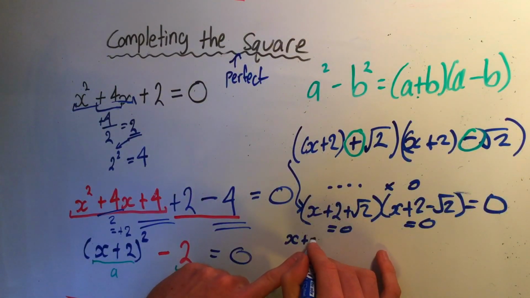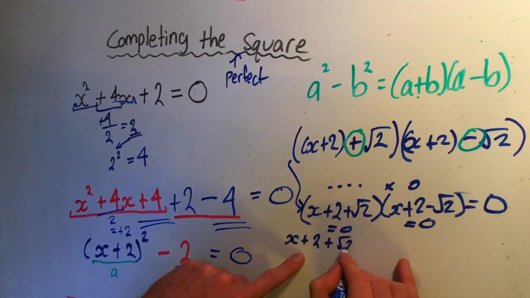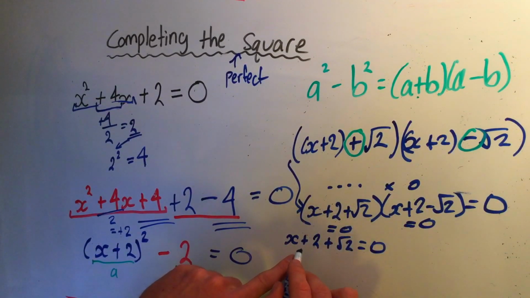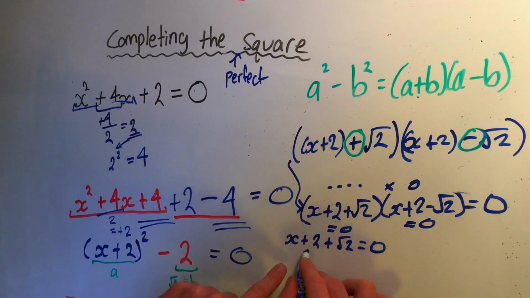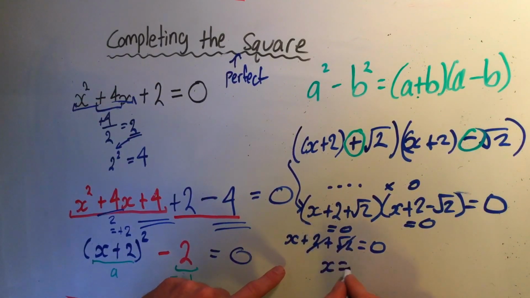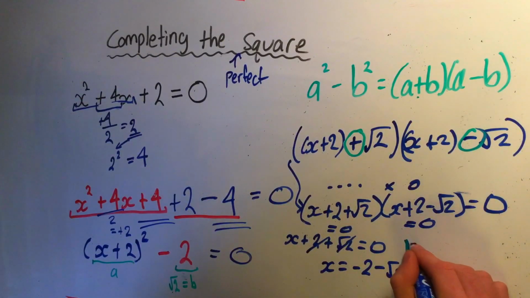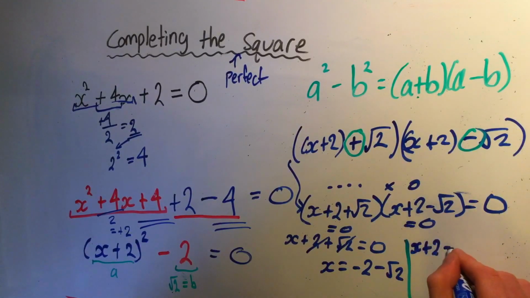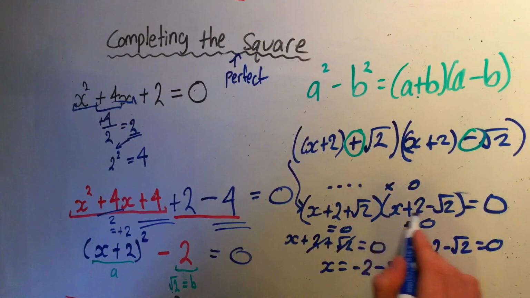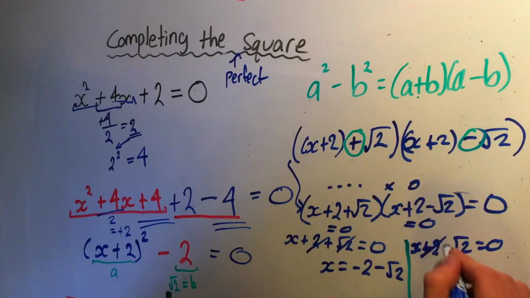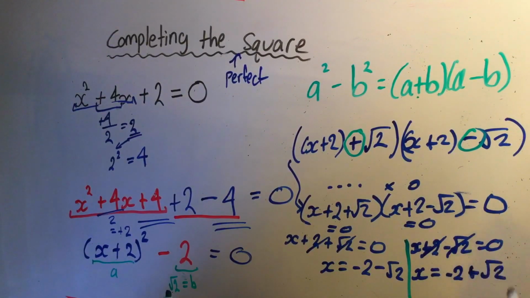So we're going to get x plus 2 plus root 2 equals 0. And then if I move plus 2 to the other side and plus root 2 to the other side, we're going to get x equals minus 2 minus root 2. And then I'll put a separator there. If I do the same thing to the other side, I'm going to get x plus 2 minus root 2 equals 0. That's just that bracket. I want to make it equal 0. And I move these two terms to the other side. I'm going to get x equals minus 2 plus root 2. And that's how you factorize and solve by completing the square.